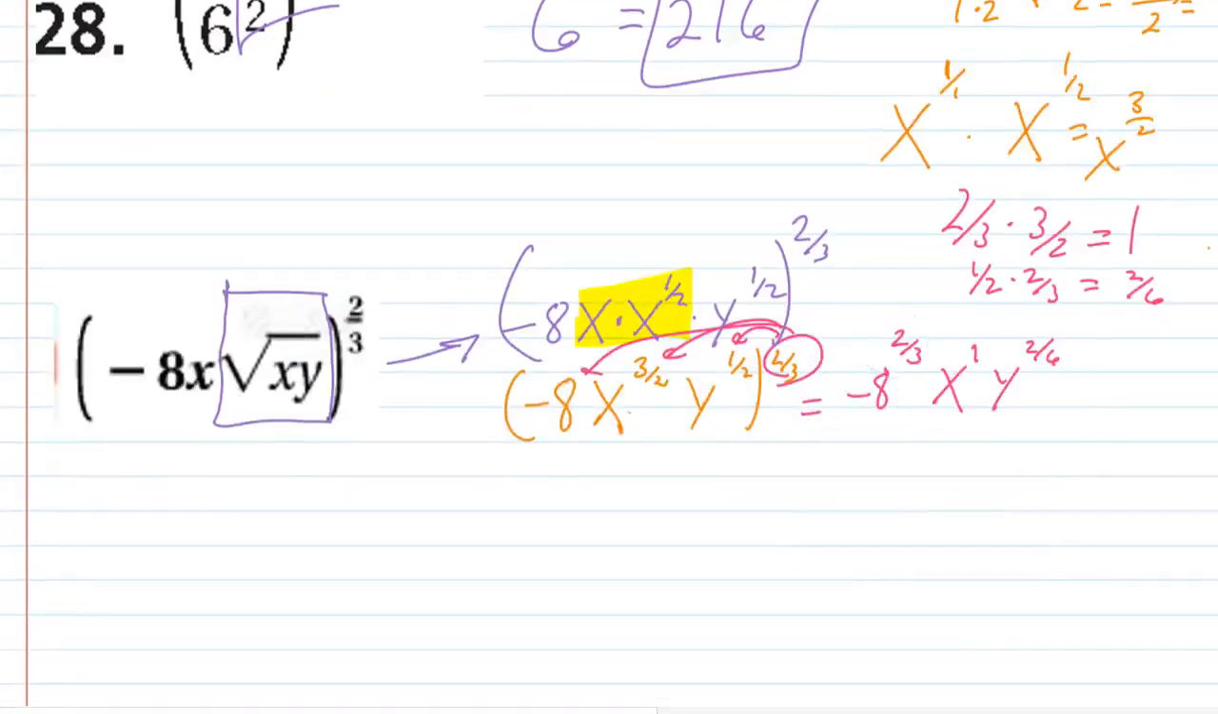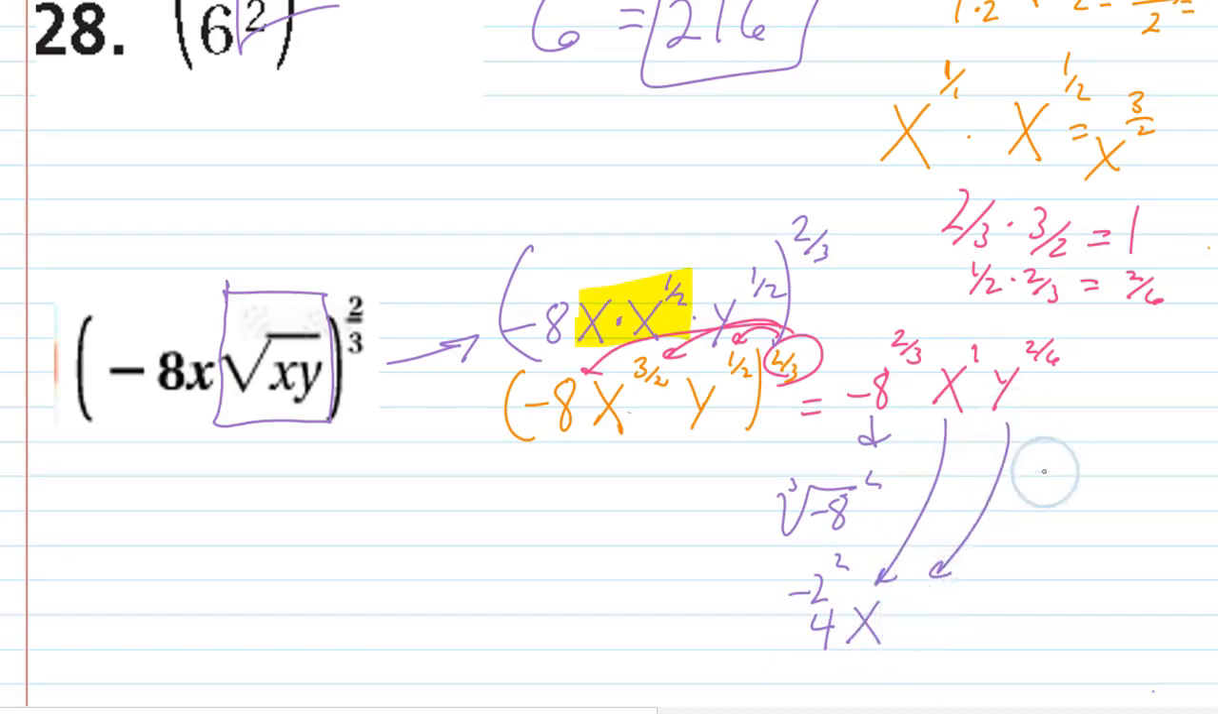-8 to the 2/3 is saying the same as the cubed root of -8 squared, and that gives me -2 squared, which gives me a positive 4. The x comes straight down, and the y to the 2/6 can be reduced. 2/6 reduces to 1/3.